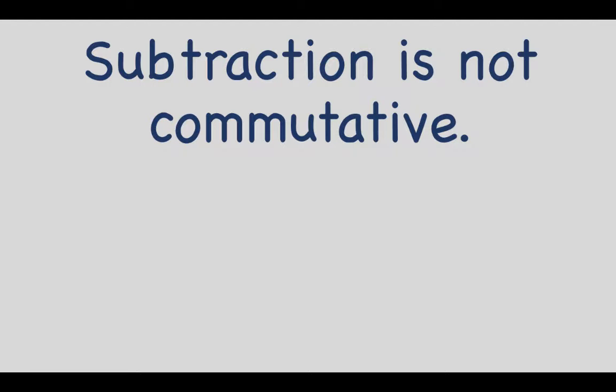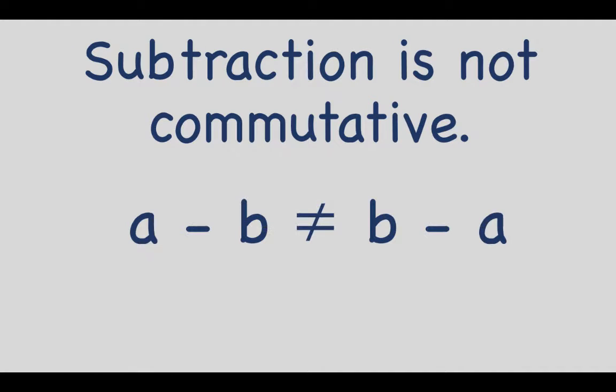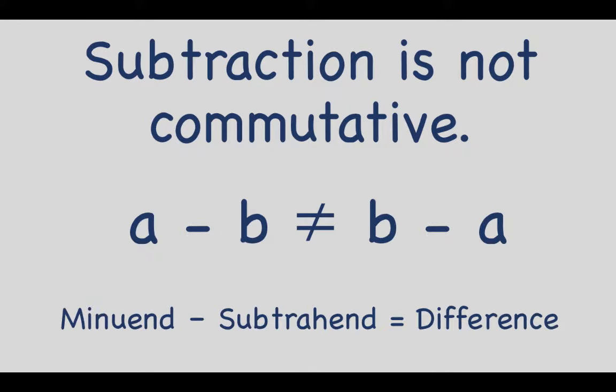Finally, let's recall that subtraction is not commutative. Order matters in subtraction. A minus B is not the same as B minus A. It is important by now for students to know the correct terminology for subtraction. The minuend is the number we are subtracting from. The subtrahend is the number we are subtracting.